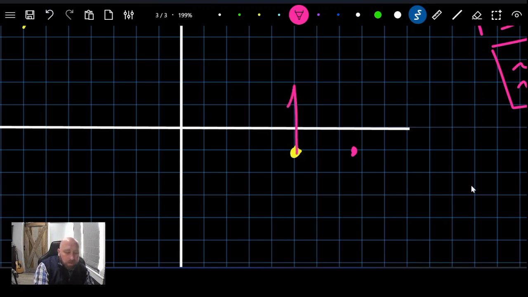And we can also now go 2.8 up. So we're going to go 1, 2, and then 0.8 up. So it's going to be just shy of that. We can also go 2.8 over this way. 1, 2, and then 0.8 right in here somewhere. And then we can go down as well. 1, 2, and then our 0.8.